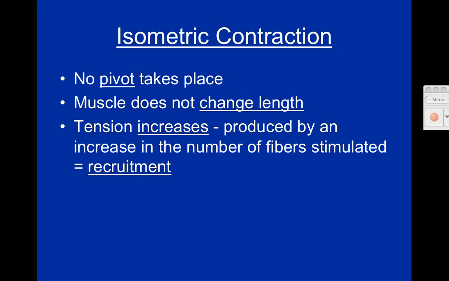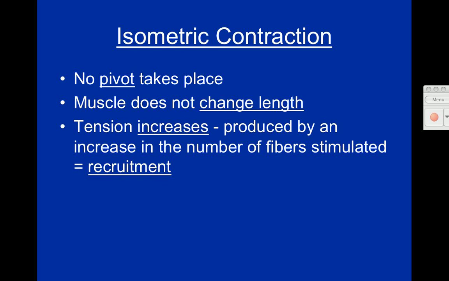And what happens is, as this tension stays very, very high, the number of muscle fibers that get stimulated actually increases. And this is a process called recruitment. An example of an isometric contraction would be like pushing against a wall. You could do a wall sit, for instance, if you're athletic.